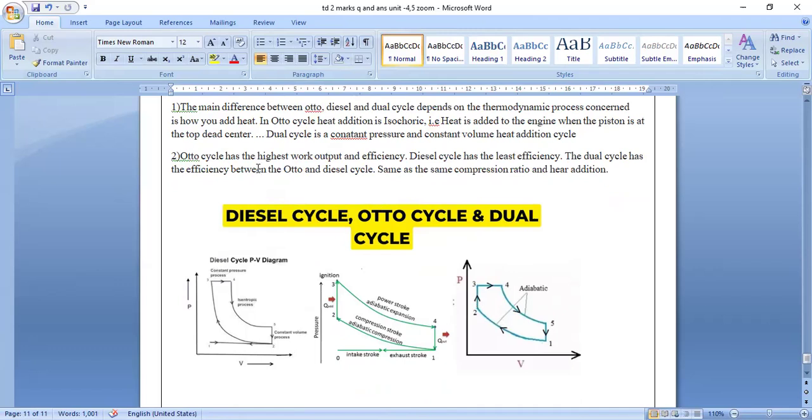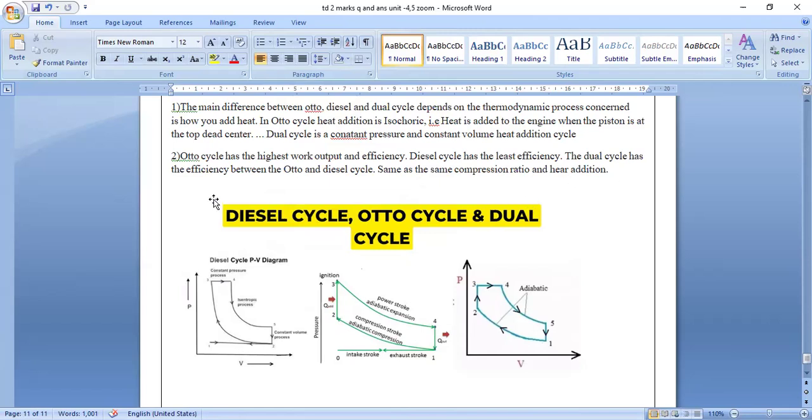The Otto cycle has the highest work output and efficiency. Who is having more efficiency? The dual cycle, the diesel cycle. So obviously, work output is more for the Otto cycle, the middle one, and the efficiency is also higher for this one. The diesel cycle has the least efficiency. So first comes Otto, second comes dual, and third comes diesel.